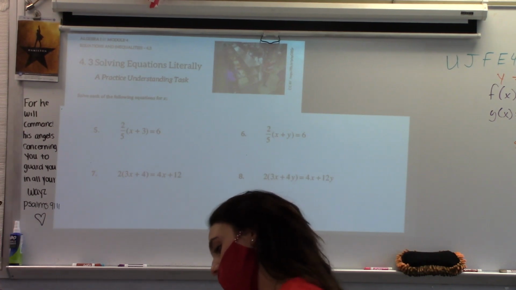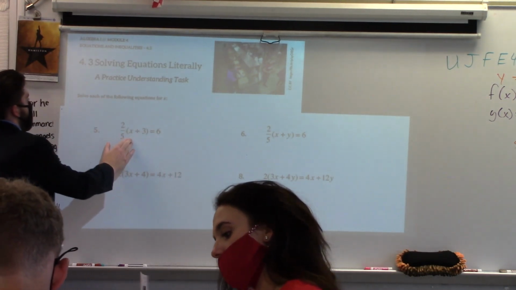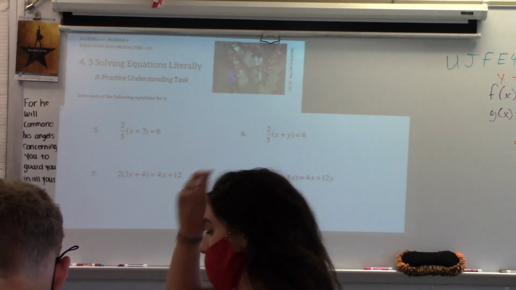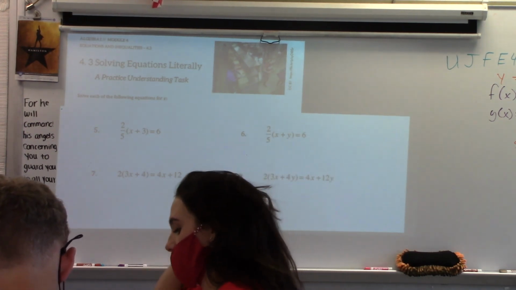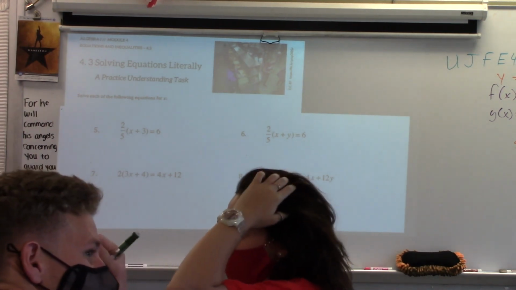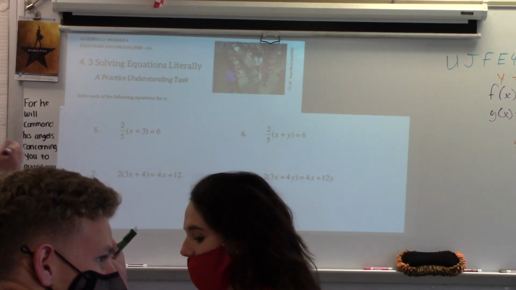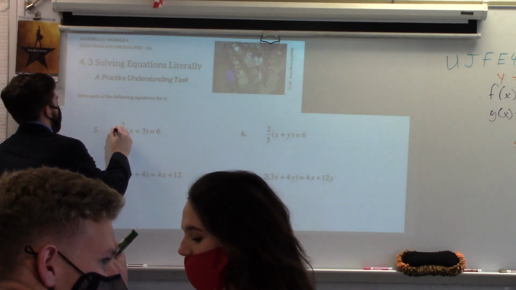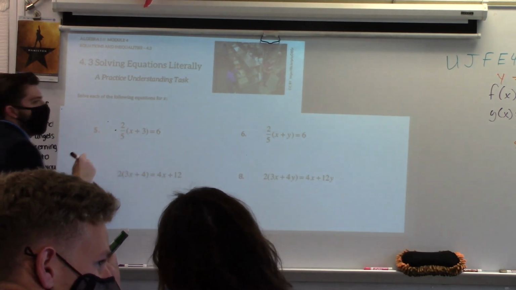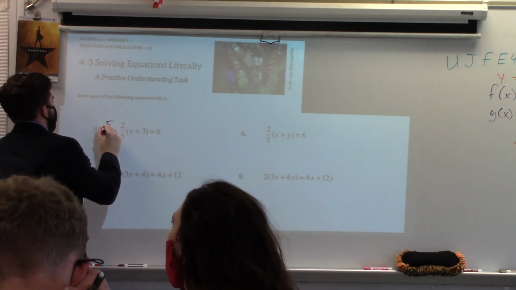So can someone tell me, and both of these problems are pretty similar, what did we say should be our first step to solving number 5? Multiply by what? The reciprocal of what? 2 divided by 5. So what's the reciprocal of 2 divided by 5? 5 divided by 2.